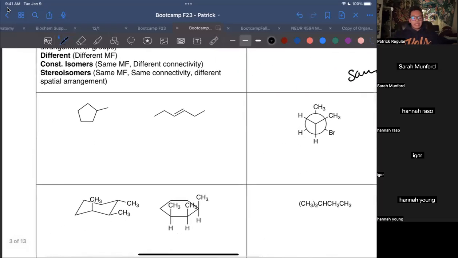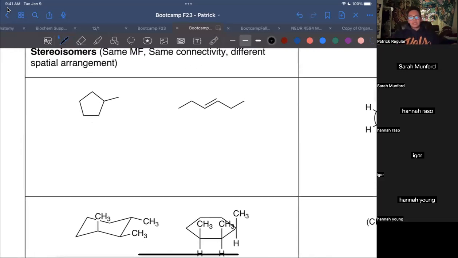This was also really easy. If you were to count the carbons and the hydrogens, they would have the same molecular formula. And if you note, they also have the same degree of unsaturation. Degree of unsaturation is the number of rings or the number of double bonds. Each of them has a degree of unsaturation of 1.